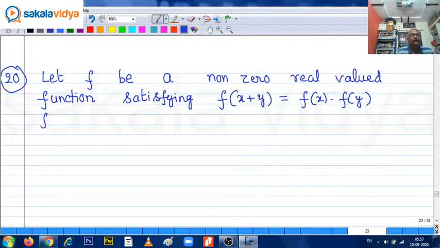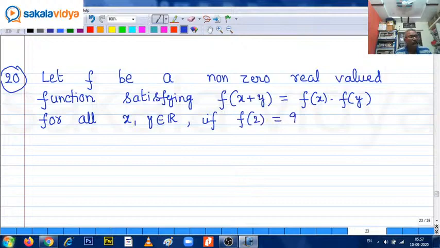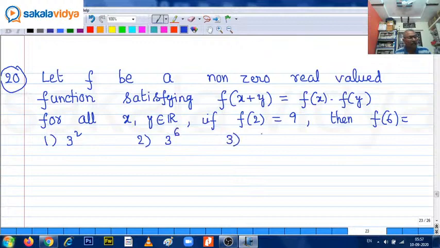For all x comma y belongs to R, if f of 2 equals 9, then f of 6 is: first option 3 squared, second option 3 raised to 6, third one is 3 raised to 4, fourth one is 3 raised to 3.